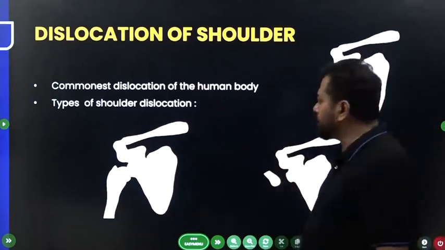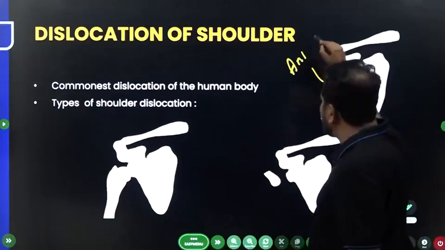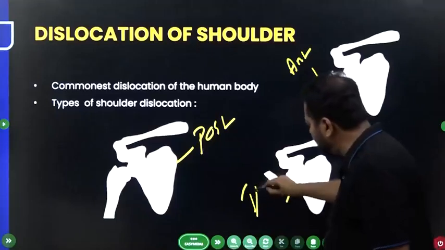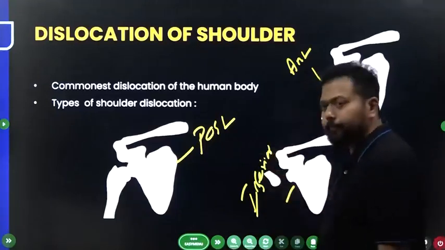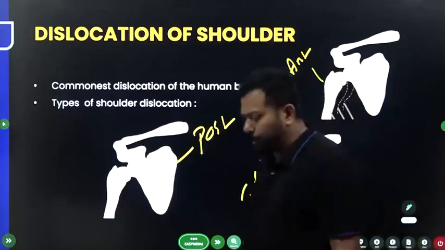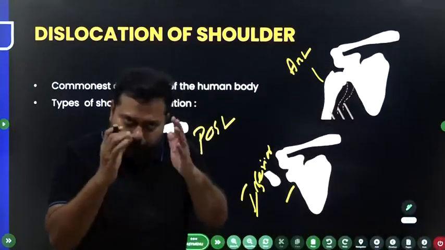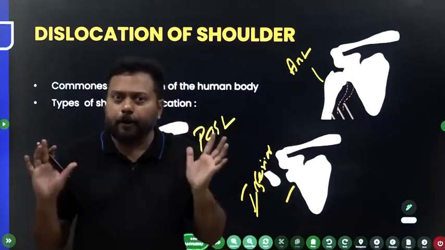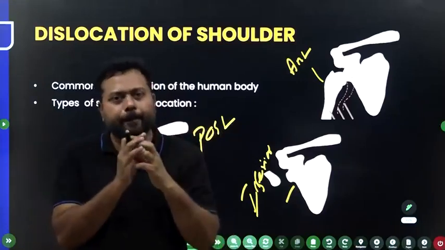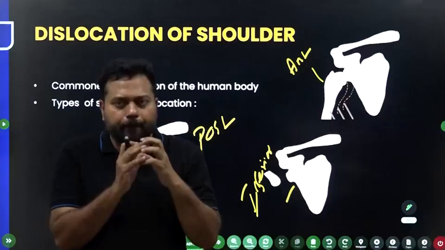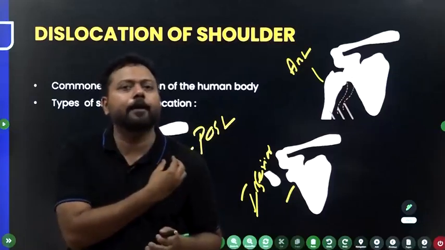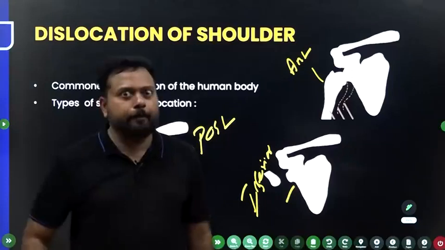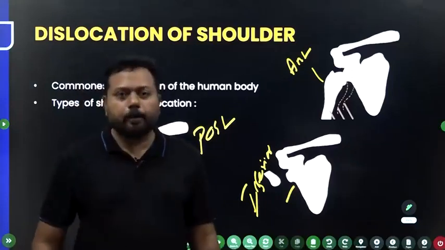There are 3 types of shoulder dislocation: anterior, posterior, and inferior. Please focus on me. Shoulder joint is a ball and socket type of joint. Ball is the head of the humerus, socket is your glenoid cavity. When the ball slips from the glenoid cavity and lies in front of the glenoid, that is called anterior, otherwise called preglenoid, anterior shoulder dislocation.